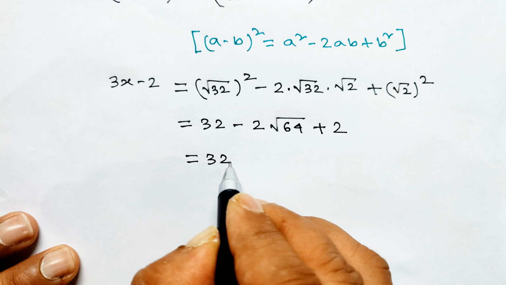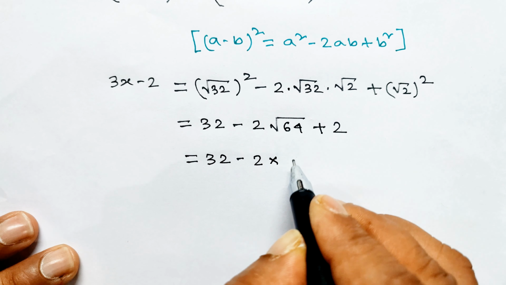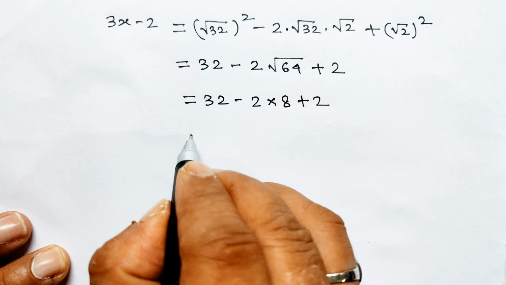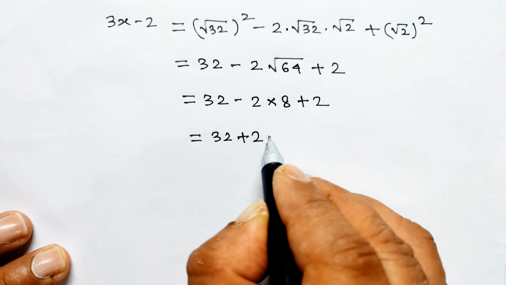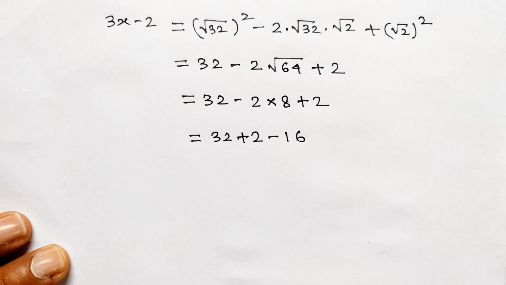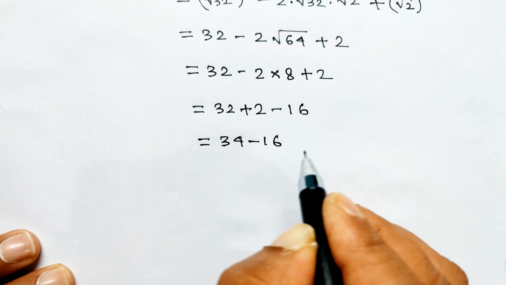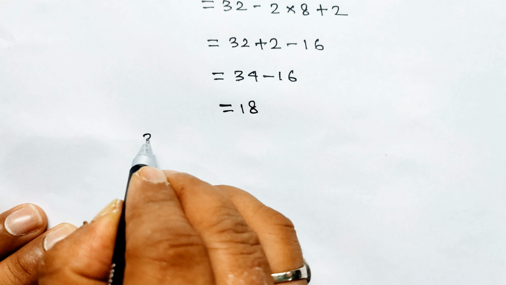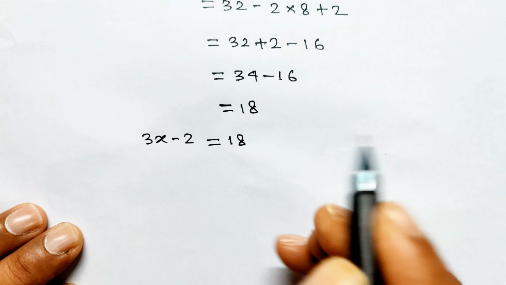Equal 32 minus 2 into root 64, equal 8, plus 2. Equal 32 plus 2 minus 2 into 8 equals 16. Equal 34 minus 16 equal 18. Then 3x minus 2 equal 18.